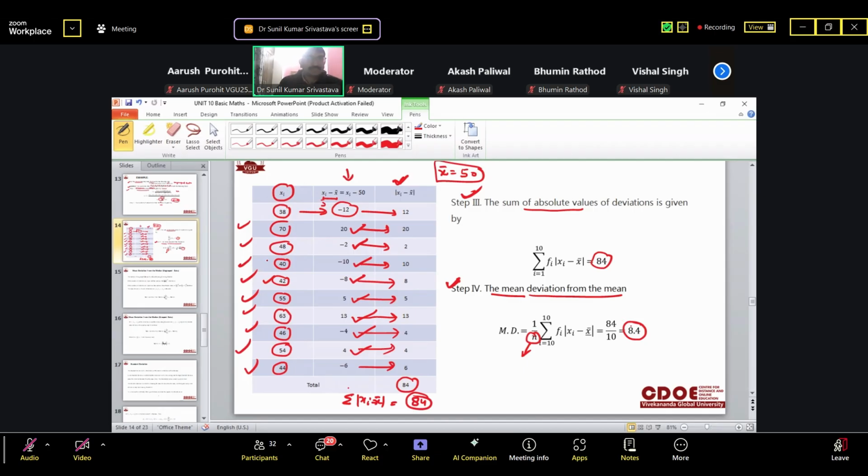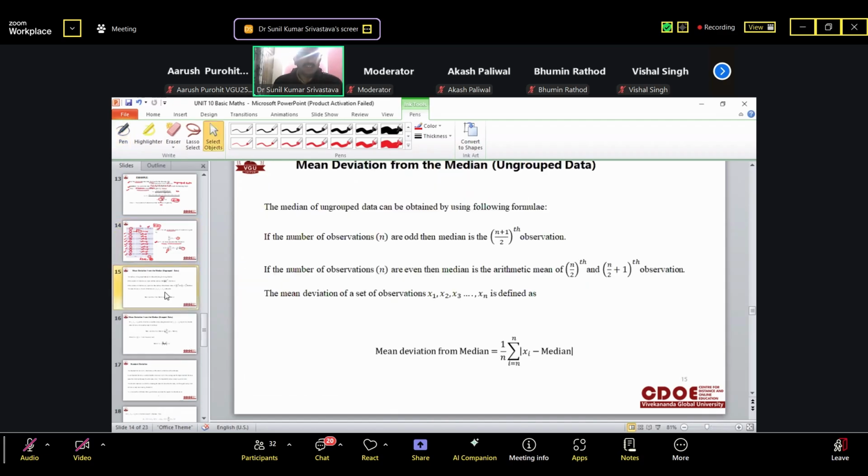Okay, so I think you understood the concept of how to calculate the mean deviation for the ungrouped data. Now we take another example to describe to you. Now we move further to describe the other things.